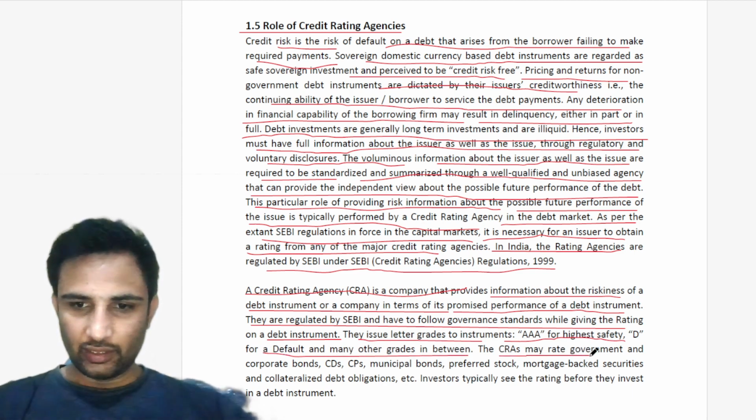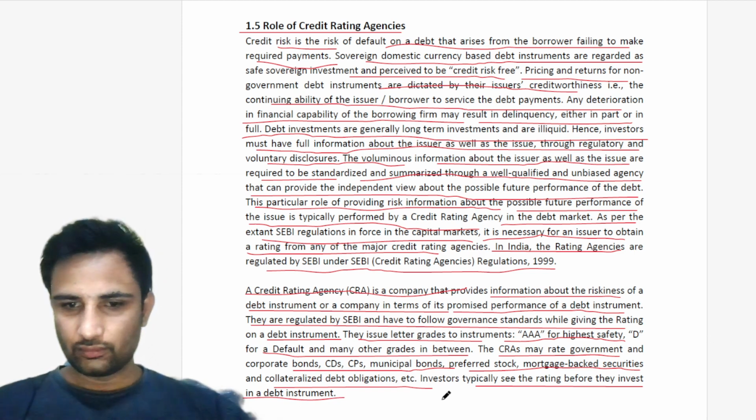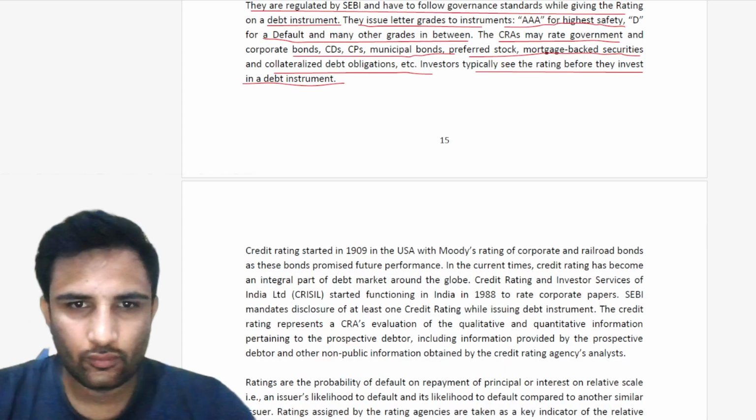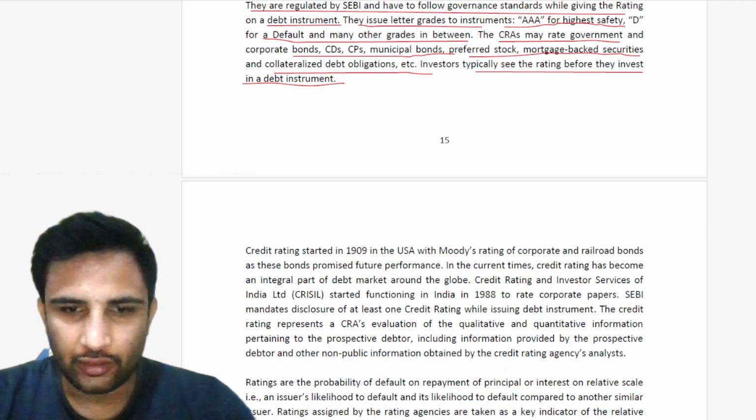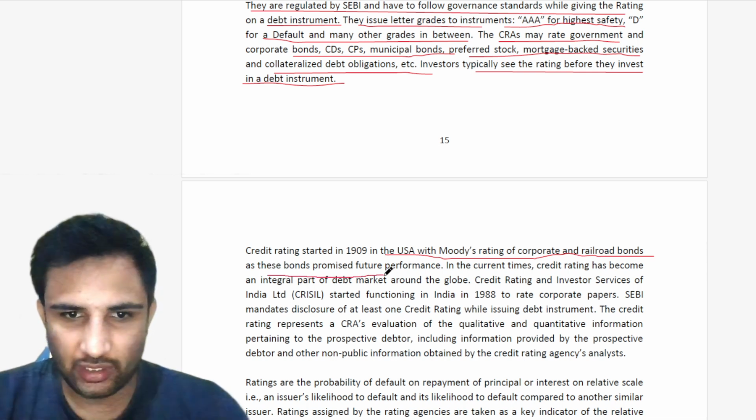The CRAs may rate government and corporate bonds, CDs, CPs, municipal bonds, preferred stock, mortgage-backed securities, and collateralized debt obligations, etc. Investors typically see the rating before they invest. Credit rating started in 1909 in the USA with Moody's rating of corporate and railroad bonds, as these bonds promised future performance. In the current times, credit rating has become an integral part of debt market around the globe.